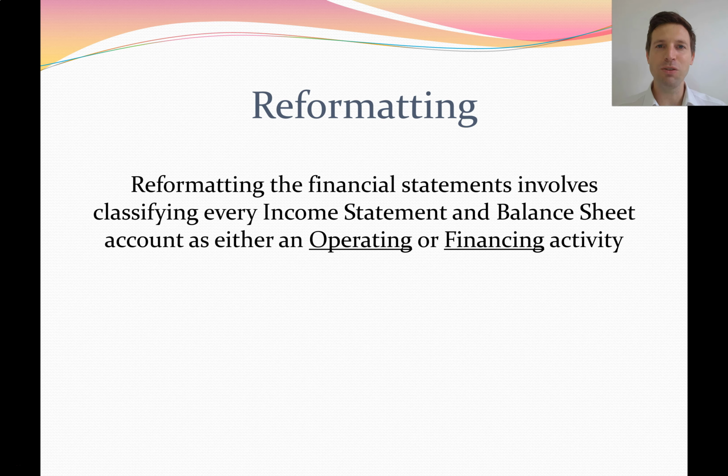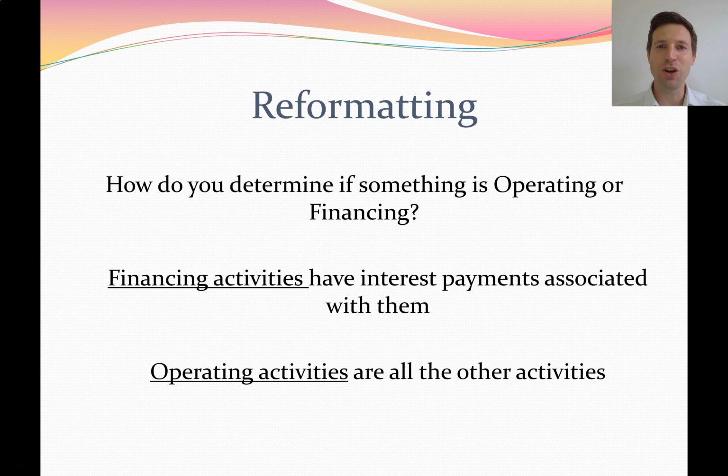And reformatting involves us looking at each account on the income statement, each account on the balance sheet, and deciding if an account is a financing or an operating activity. So how do we determine if something is financing or operating? Well, our rule of thumb to help us remember is if there is interest associated with the account, it's likely going to be a financing activity.